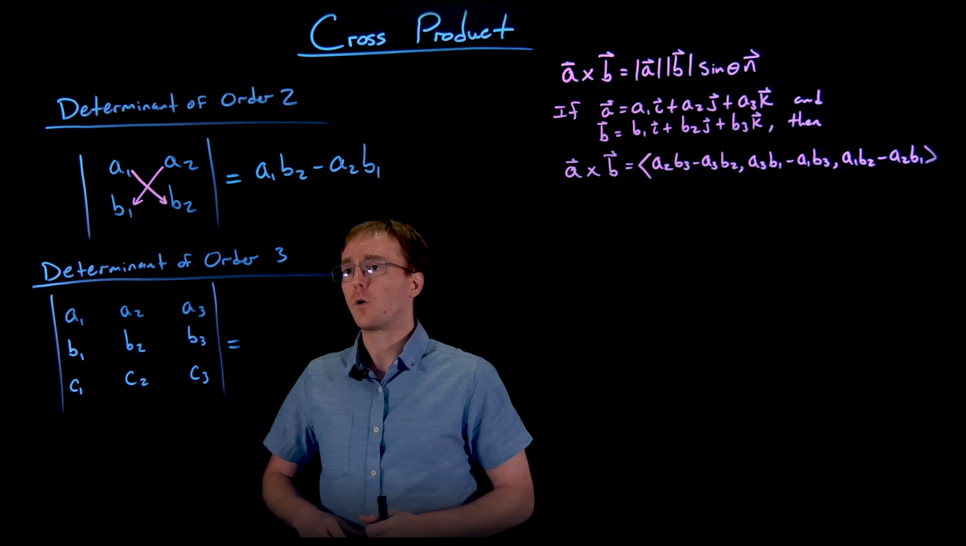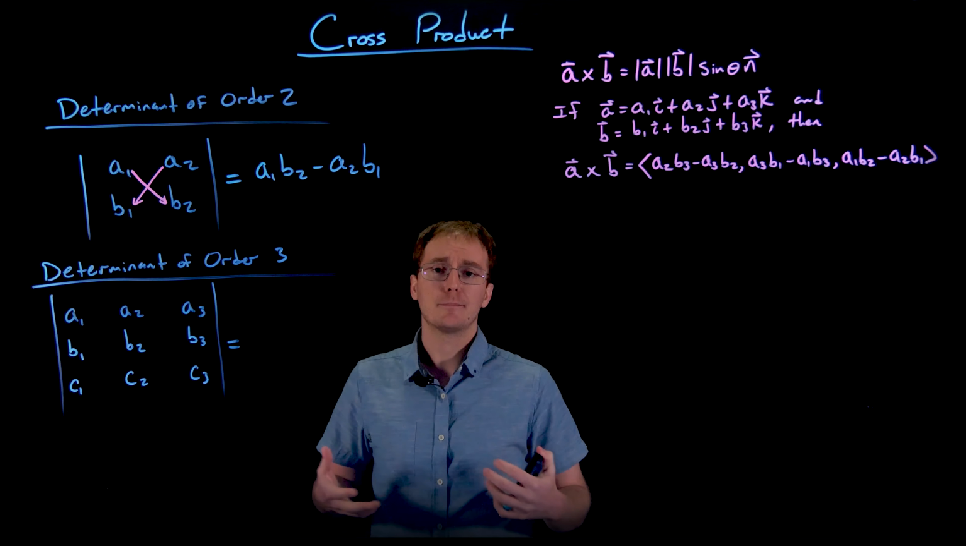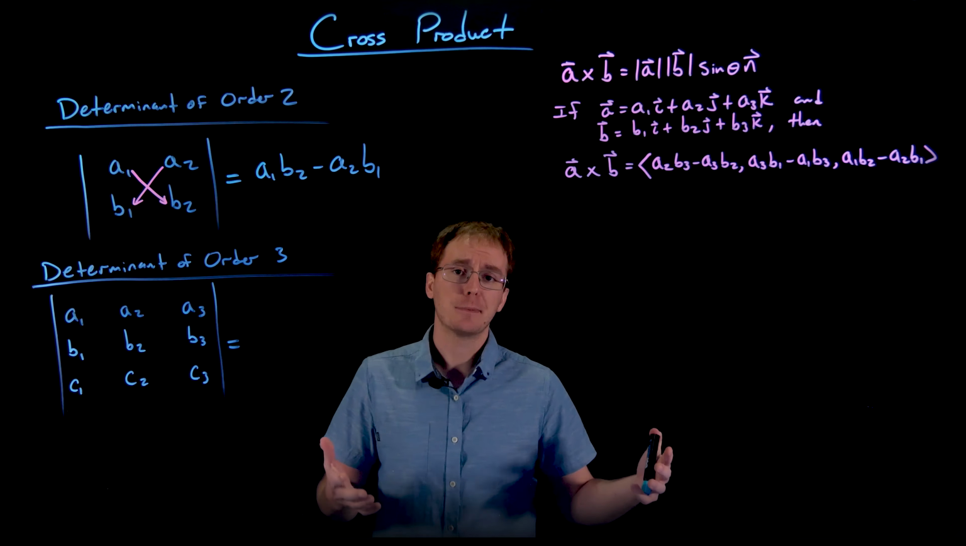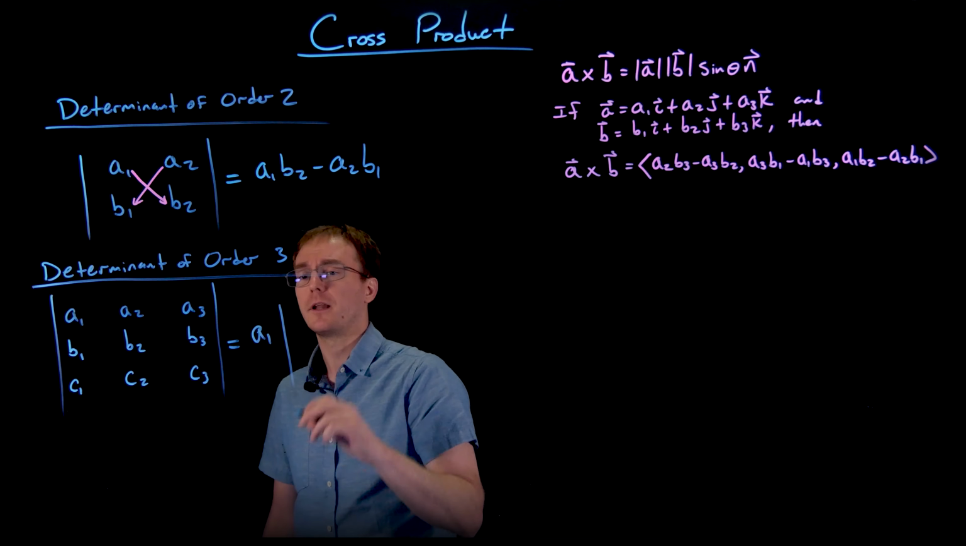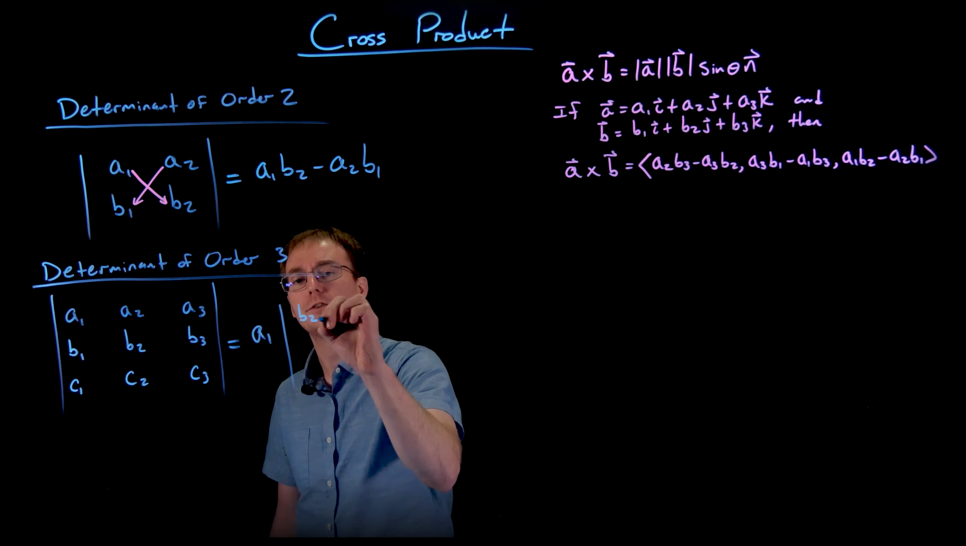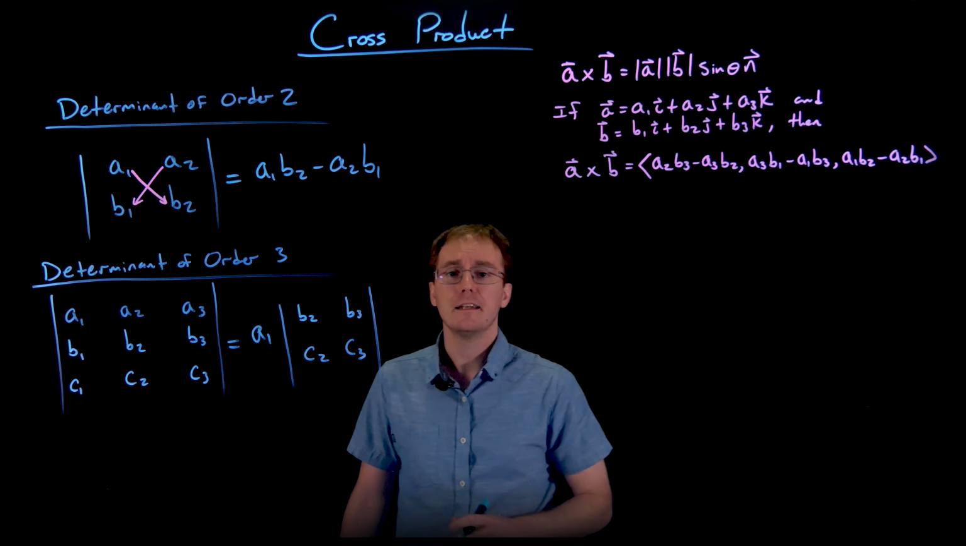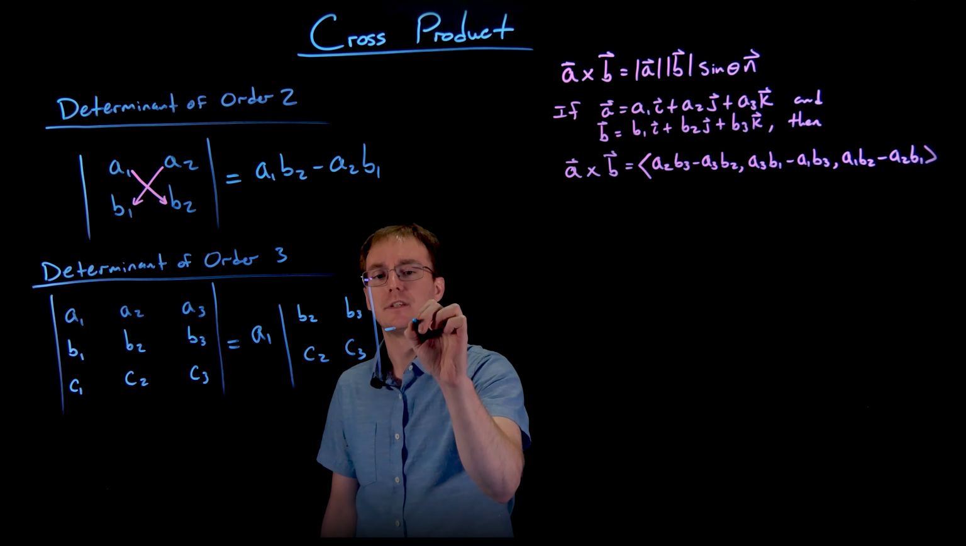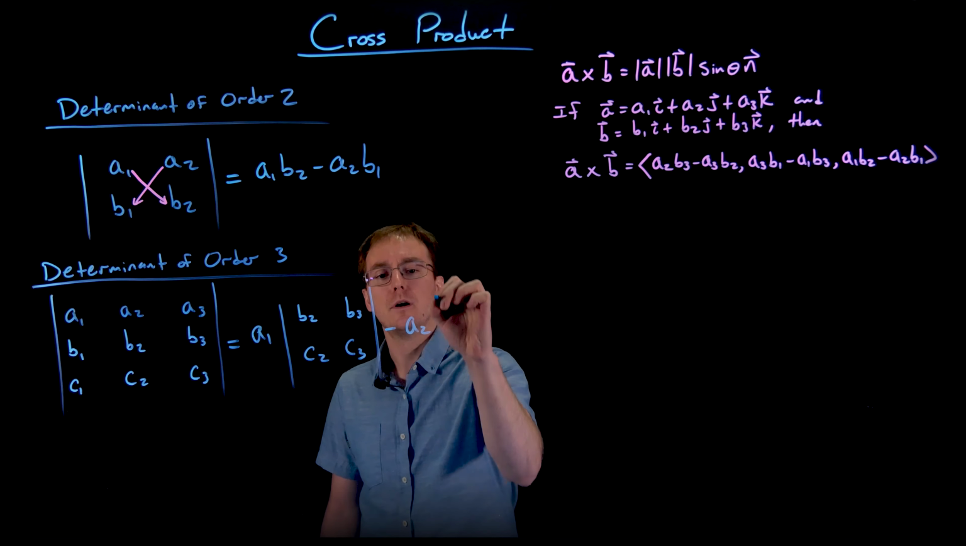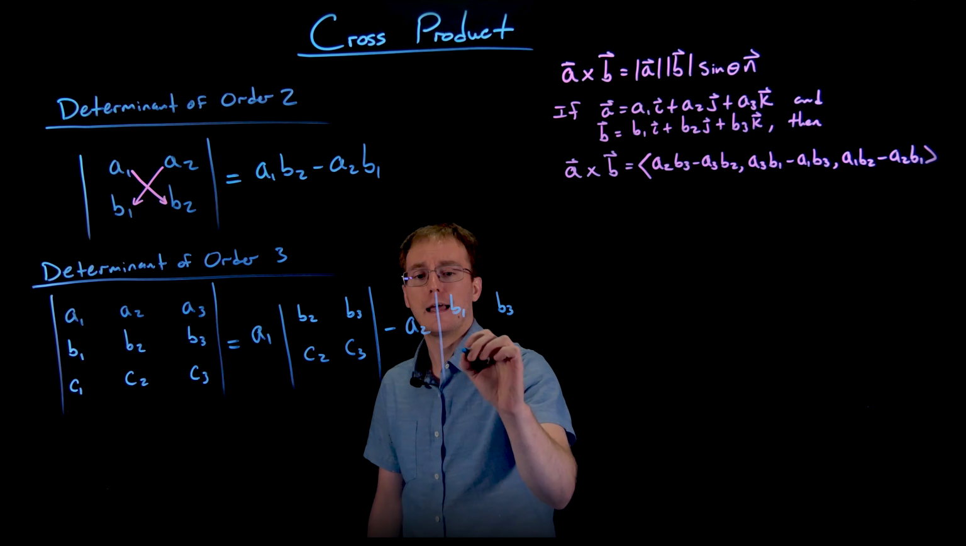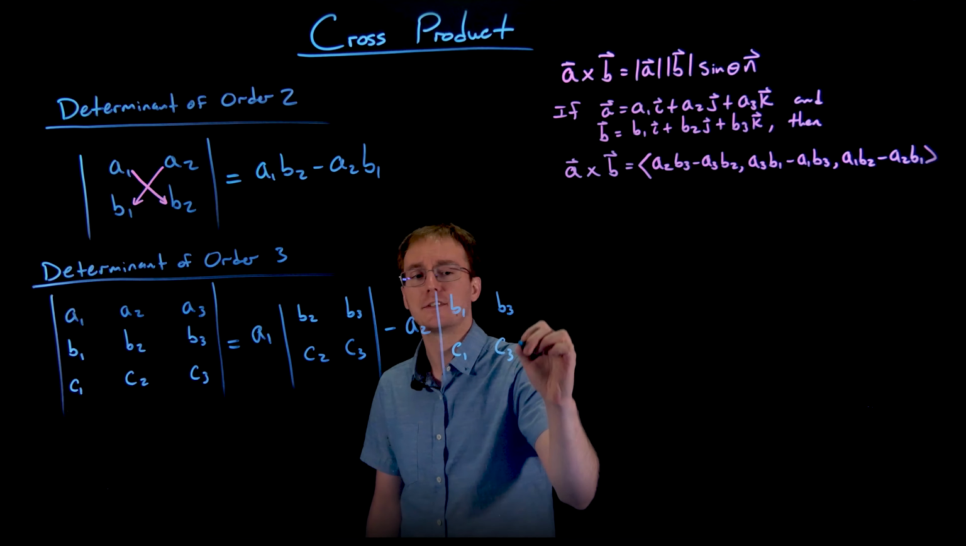The way to evaluate an order 3 determinant in general is using this concept of cofactor expansion, which is covered in a class like linear algebra. I'm just going to give us the end result of that cofactor expansion. We're first going to break this down into 3 order 2 determinants, and the first one is going to look like the constant A1 multiplied by the order 2 determinant of B2, B3, C2, and C3. But that is not it. What we then have to do is subtract away from this A2 multiplied by the order 2 determinant that is going to look like B1 and B3 in the first row and C1 and C3 in the second row.